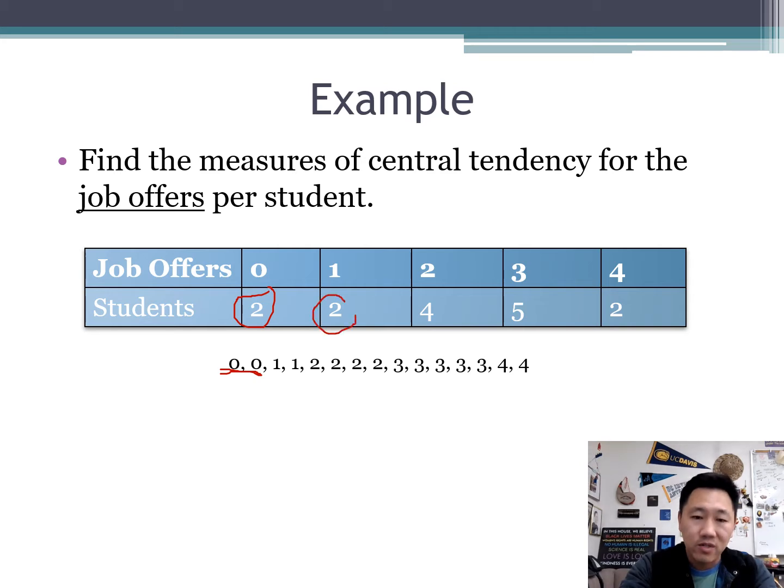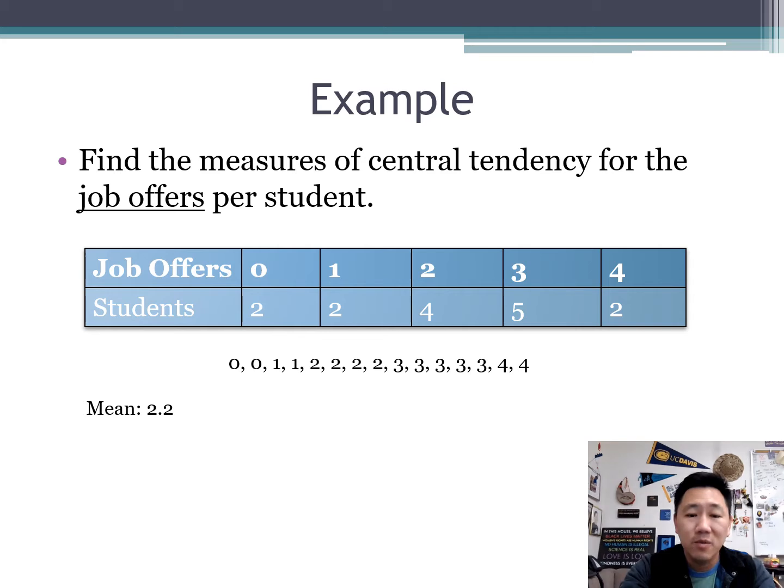There were 2 students with 1 job offer. So there's the 2 ones. We have 4 students with 2 job offers. So that's why 2 appears 4 times. And then the 3 appears 5 times. And then the 4 job offers appear twice. So always list out the data. And then we can go ahead and find the mean, the median, the mode.